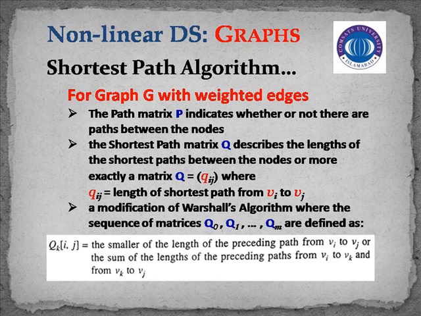The shortest path algorithm, also called Floyd's algorithm, is a modification of Warshall's algorithm where the sequence of matrices Q0, Q1 up to Qm is defined over any sequence k, such that the Qkij entry indicates the smaller of the length of the preceding path from Vi to Vj, or the sum of the lengths of the preceding paths from Vi to Vk and then from Vk to Vj.